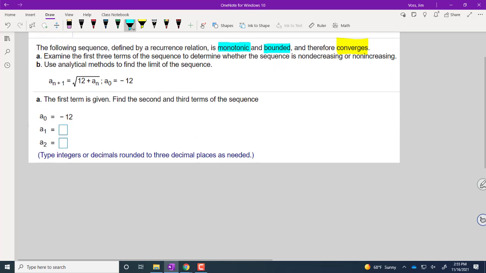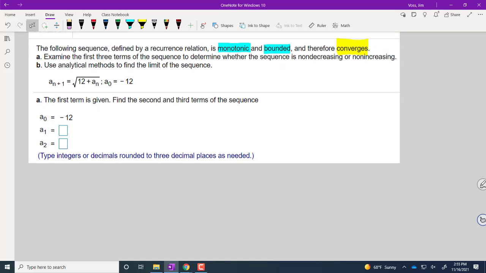And this technique that we use for these recursive sequences that converge only works if the sequence converges. If the sequence diverges, what we're about to do is meaningless. But if we know that it converges, then we can do the following thing. We can take the limit of both sides as n goes to infinity. So we'll take the limit of both sides. And we are told that the sequence converges.